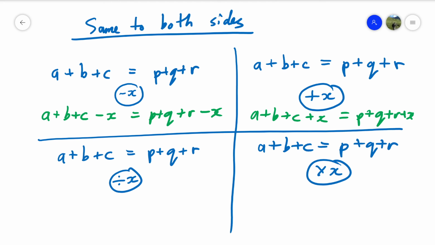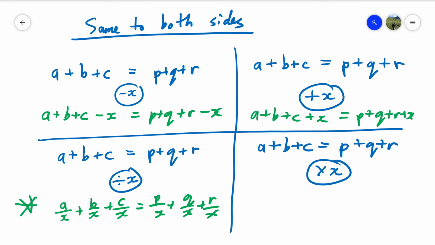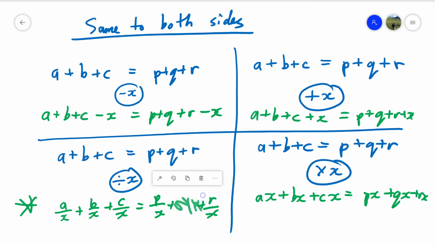The next one, because plus and minus you do it once to each side. With divide and times you do it once to each thing. So that's going to be a divided by x plus b divided by x plus c divided by x equals p divided by x plus q divided by x plus r divided by x. I'm going to briefly look at this again in a second because you might have a question about that. Because you might have done it differently. The final one is ax plus bx plus cx equals px plus qx plus rx, because we've timesed each thing by x.